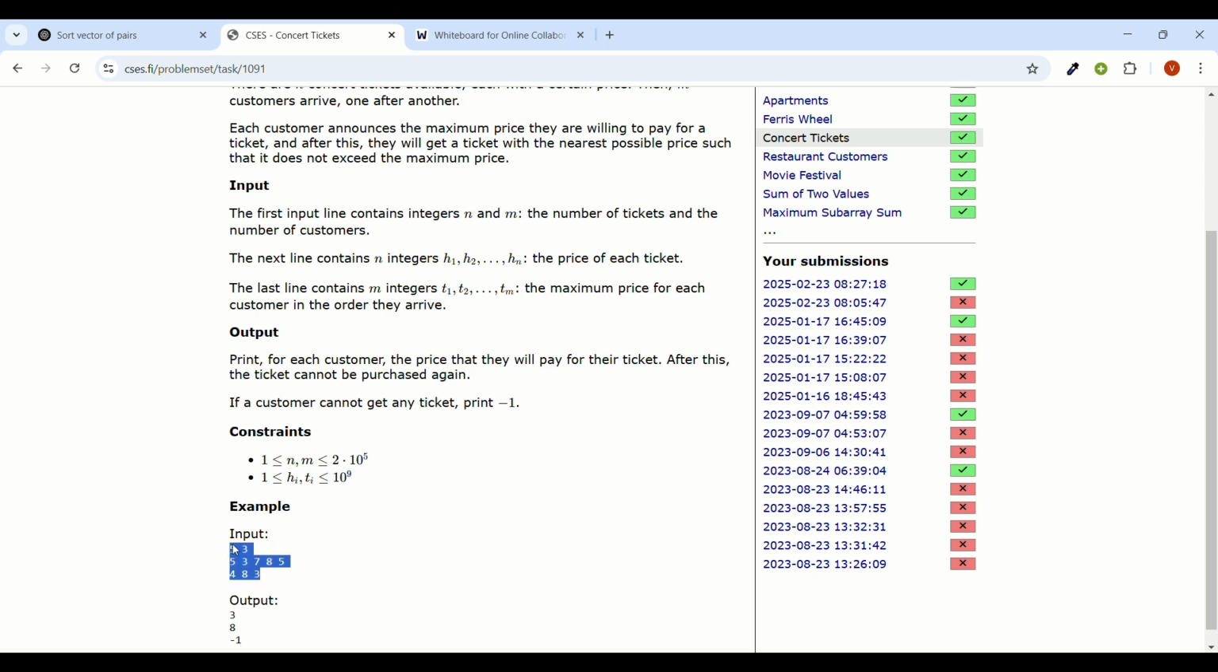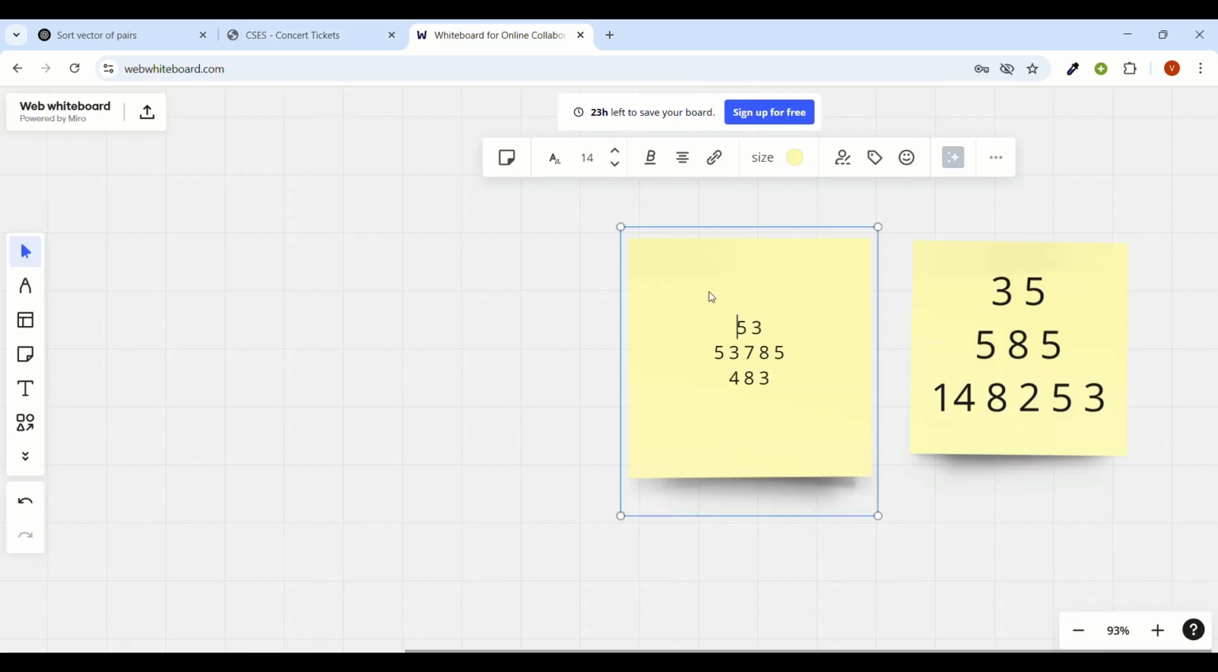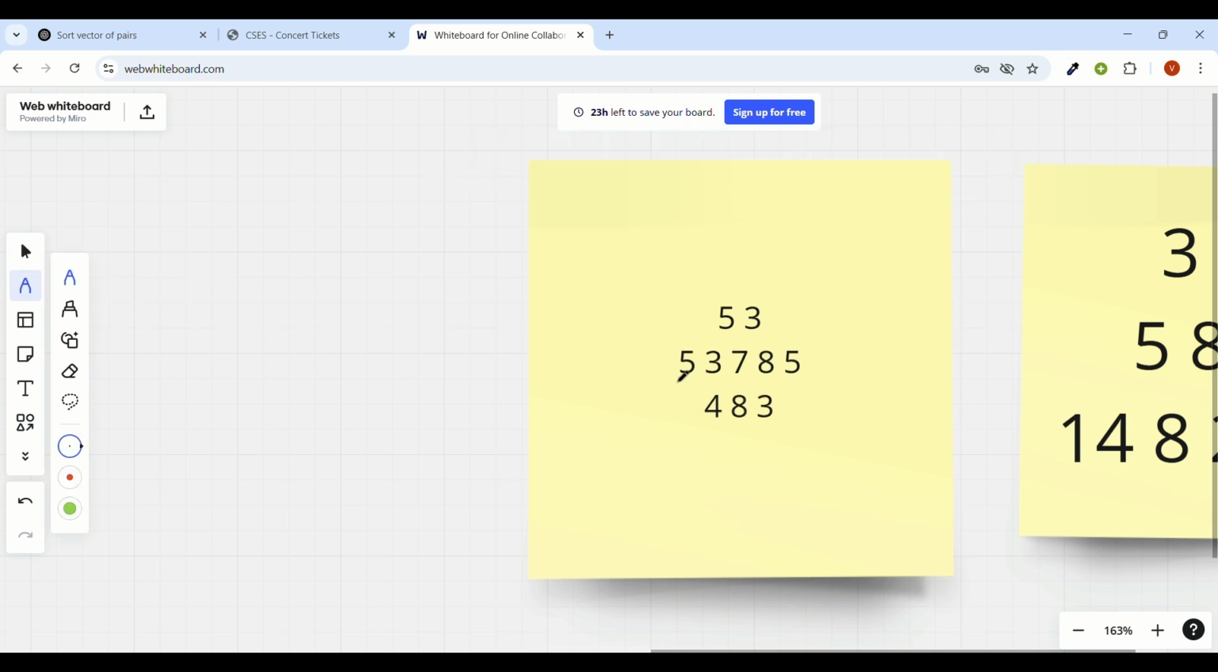So first, let's see what the sample case is. Let's say this is the sample case. We are told that there are 5 tickets and 3 customers. The first ticket is of ₹5, then 3, then 7, then 8, then 5. The first customer is ready to pay ₹4.